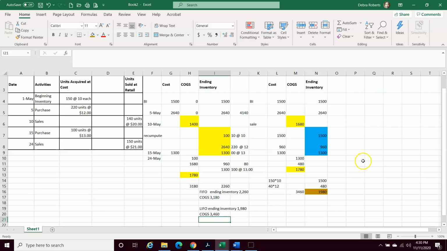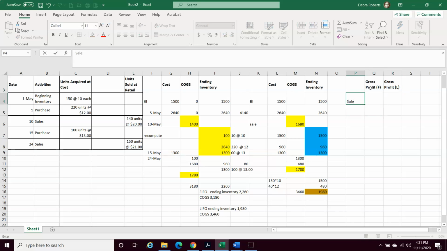Now let's take this a little bit further. What's the difference between our FIFO gross profit and our LIFO gross profit? Well, let's do it. Here's gross profit, and I'm going to put on here F as in Frank for FIFO, and I'm going to put here gross profit, L for LIFO.